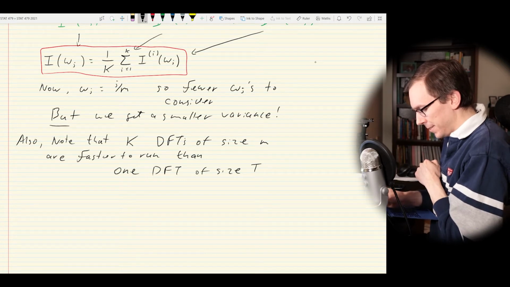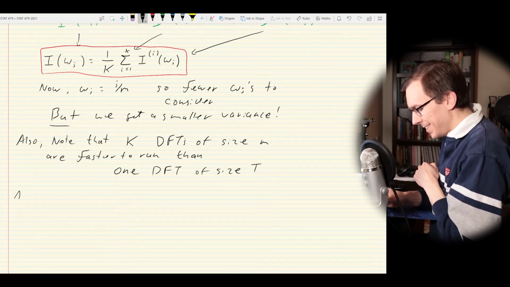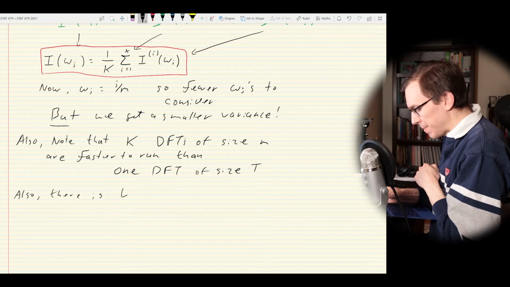And there's also another method. Also, there is Welch's method.